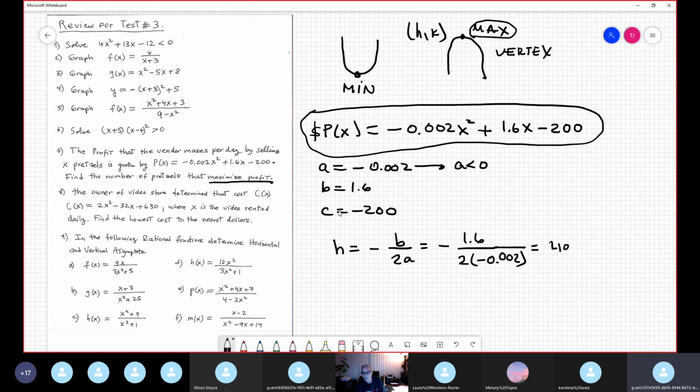400 what? 400 bracelets is the answer. The answer is when you sell 400 bracelets, exactly 400, your profit is maximum. So if you sell less than 400, no, it's not maximum. Or greater than 400, no, it's not maximum. If 400 exactly, the maximum value occurs at the vertex. Then the answer is 400 bracelets. That's the final answer. Everything okay?